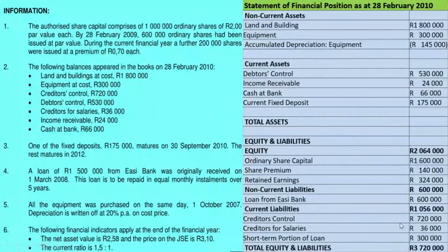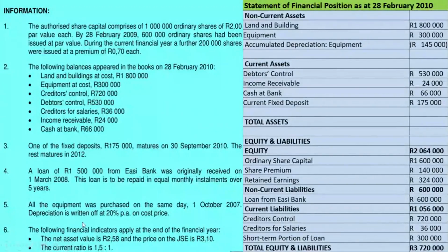And then our current liabilities, we add all of them together that we have here. Creditors control, creditors for salaries and short-term portion of loan. And then it gives us 1,056,000 rand. And then we total equity plus all the liabilities, non-current liabilities and current liabilities, gives us 3,720,000 rand. And we know that total assets has to equal that same amount.